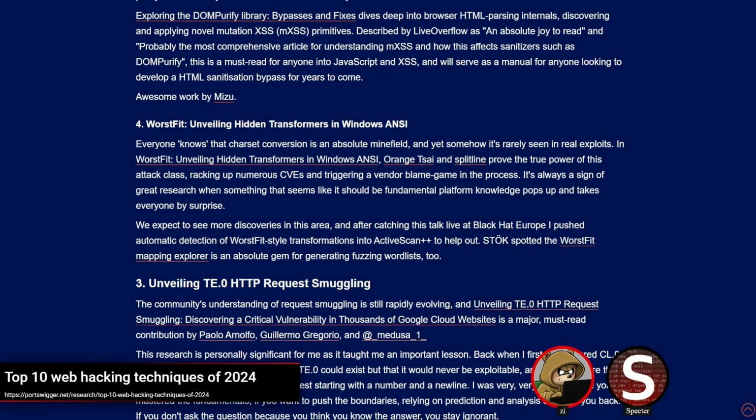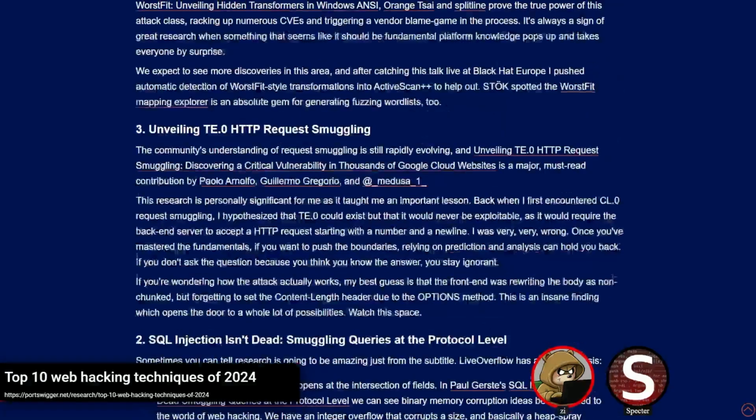So it is pretty cool to give it a read and understand. Next, TE.0 HTTP request smuggling. I think we talked about this at some point, but not as its own topic, although I couldn't find where. Maybe it came up as a side effect of talking about PortSwigger posts. This one's Transfer-Encoding 0. As mentioned in the post, the author hypothesized that Transfer-Encoding 0 could exist but would never be exploitable. Of course, somebody did find a case of it being exploitable, so it's a fun read.